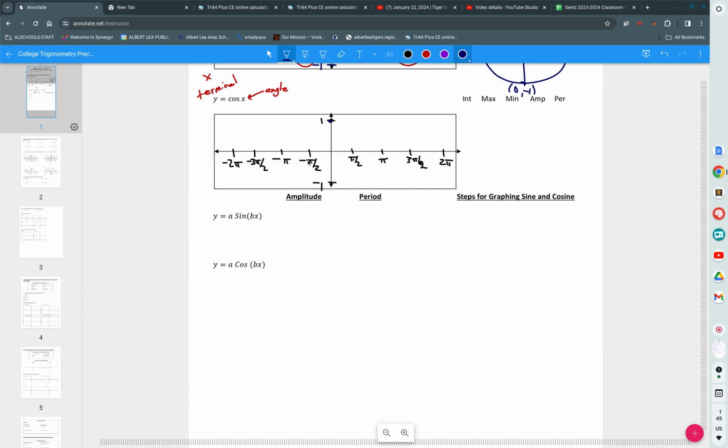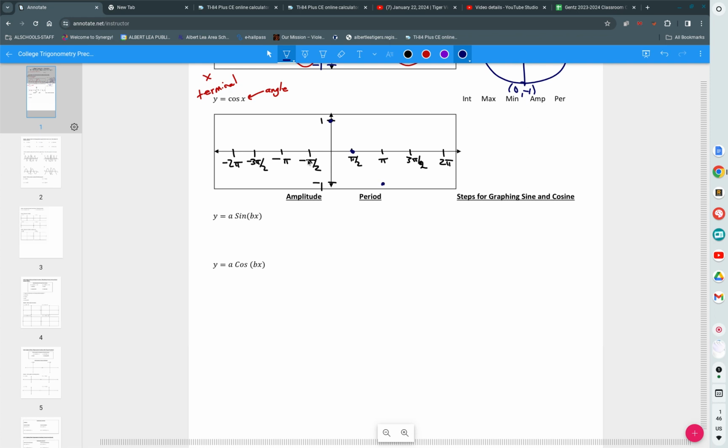Let's advance 90 degrees. What's the x value here? 0. The coordinate is 0, 1, right? So the x value is 0. So we go to 0. Let's advance 90 more degrees. We advance here. What's the x value over here? -1.